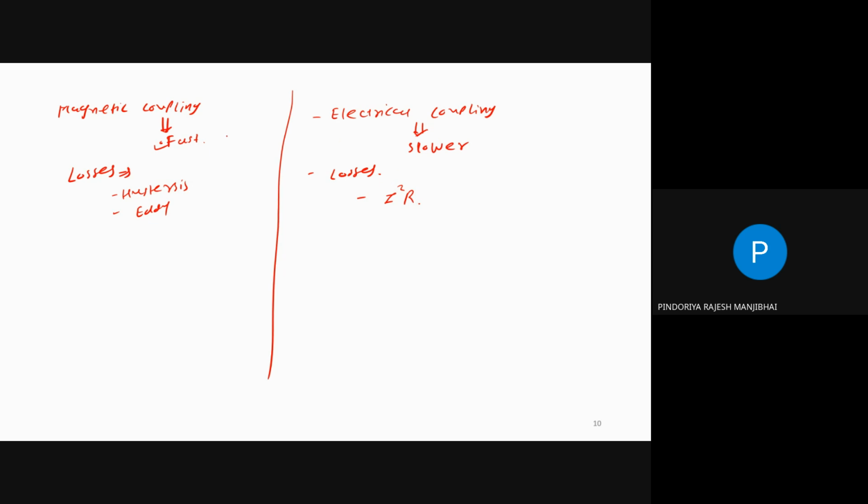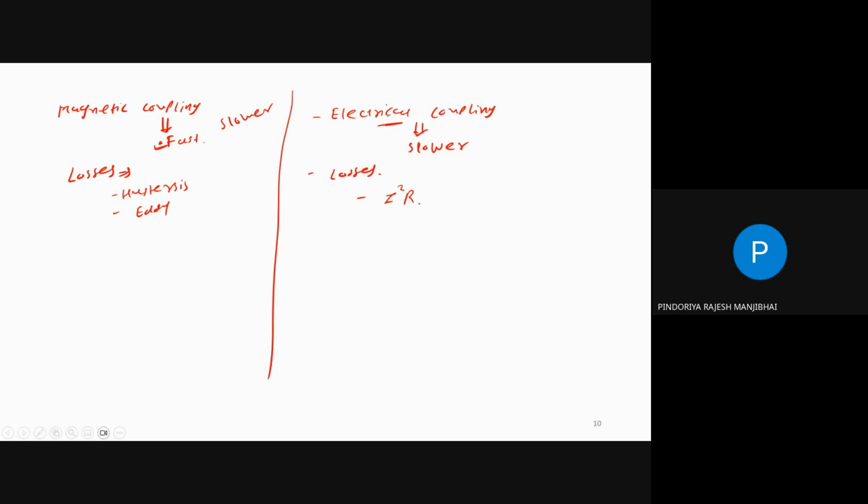Okay. So for magnetic coupling you said it is fast, and electrical coupling you said it is slower. Correct. But from my point of view, I can say magnetic coupling is slower compared to the electrical coupling. Why? Because electrical response is very fast compared to the magnetic response.